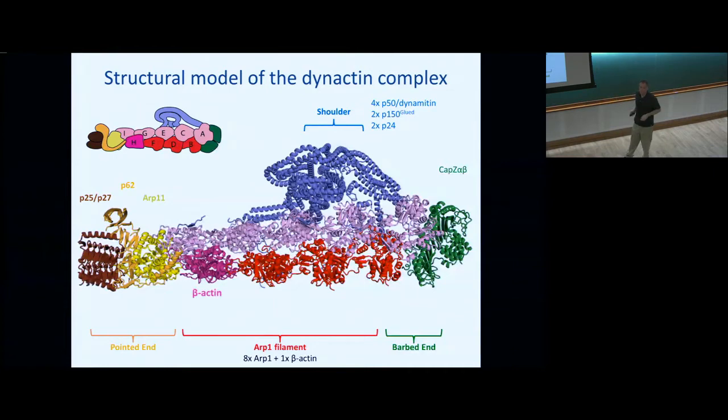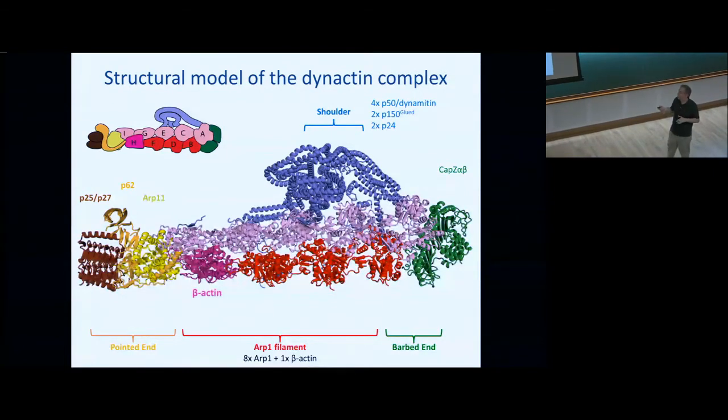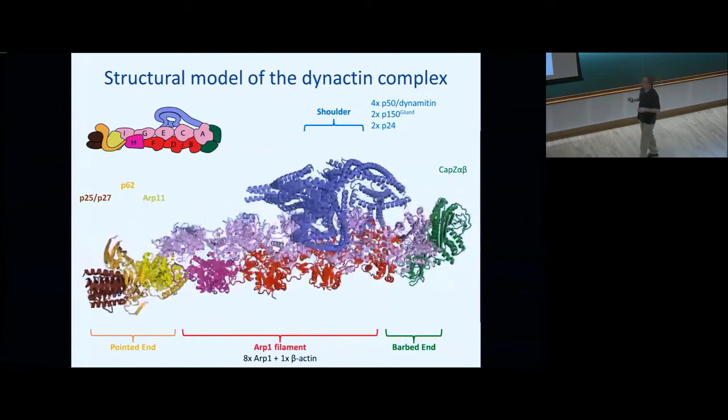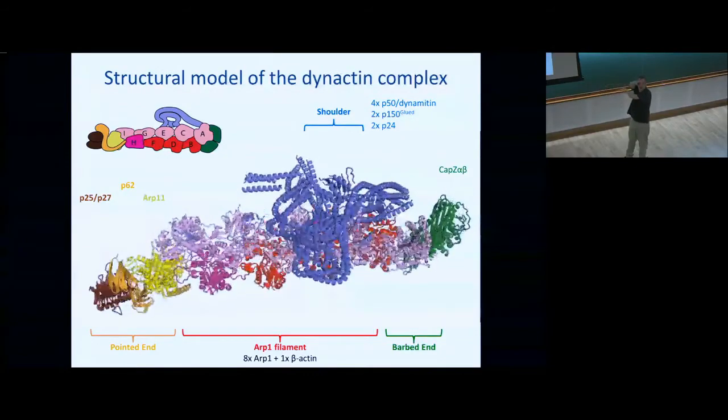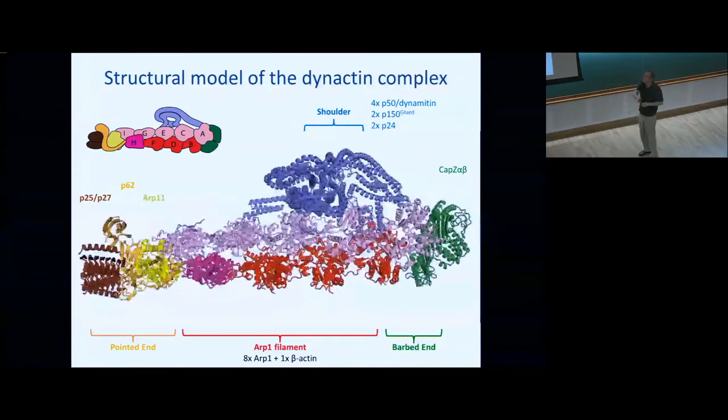And then there are a few other things that bind. But my favorite structure is this shoulder up the top. It's this amazing bundle of alpha helices. There's 8 different proteins in there. And when I play the movie, you'll see that it consists of these arms made of these long bundles of alpha helices that wrap over.